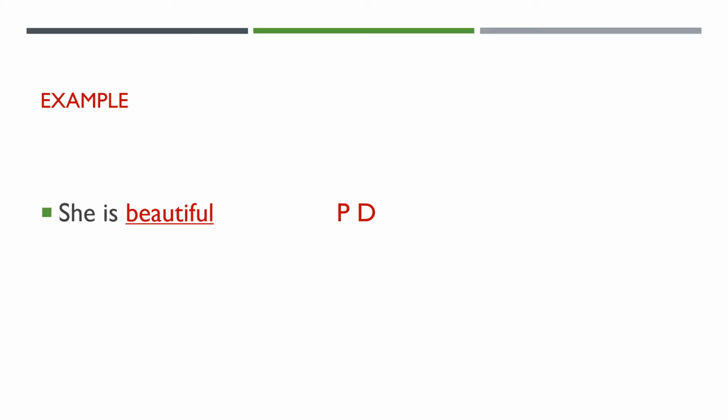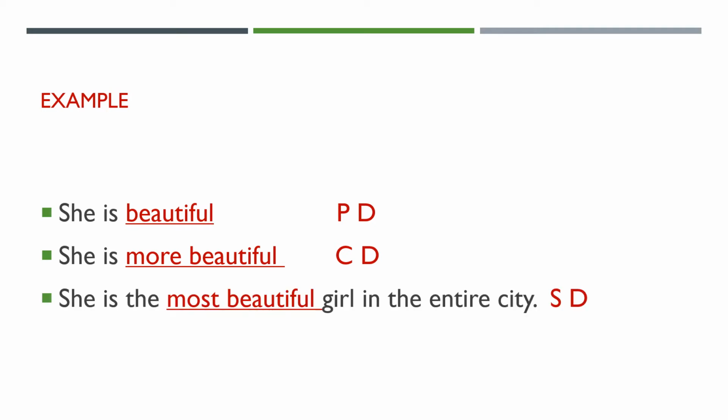I gave an example here. Look at here. She is beautiful. It is positive degree. There is no comparison in that sentence. It is just a statement. She is more beautiful. It is comparative degree because there is a comparison between two persons. She is the most beautiful girl in the entire city. The comparison between three or more persons is superlative degree.